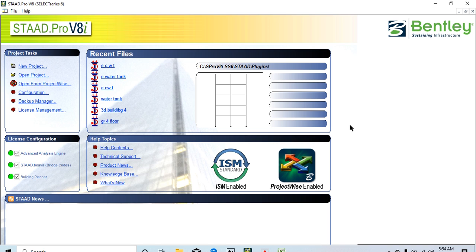Introduction of steel structures. Hey guys, welcome back. In this lecture we will learn about steel structure design and introduction of steel structures. What are the steel structures and which type of steel structure we construct in India.